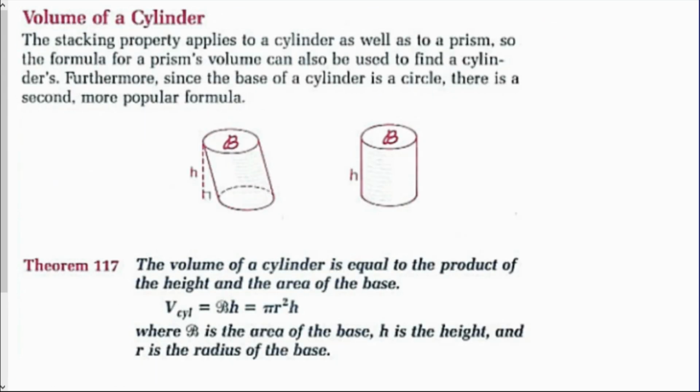Now, the volume of a cylinder, again, we can use the stacking property of sheets and apply it to a cylinder. So the stacking property applies to a cylinder as well as to a prism. So the formula for a prism's volume can be also used to find a cylinder's. Furthermore, since the base of a cylinder is a circle, there is a second, more popular formula. So the volume of a cylinder is equal to the product of the height and the area of the base. So volume of a cylinder is B times H. Remember, the base of a cylinder is a circle. Area of a circle is pi r squared, so I can use pi r squared h. Again, B stands for base, h is my height, and r is the radius of the base.